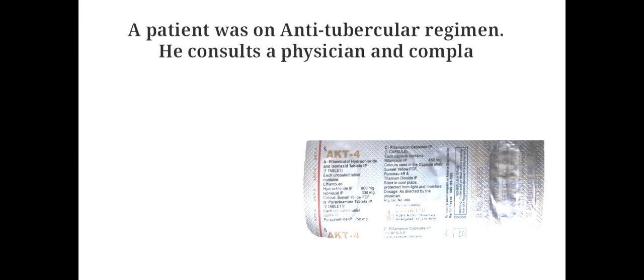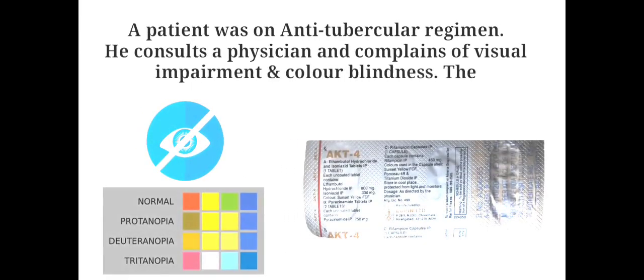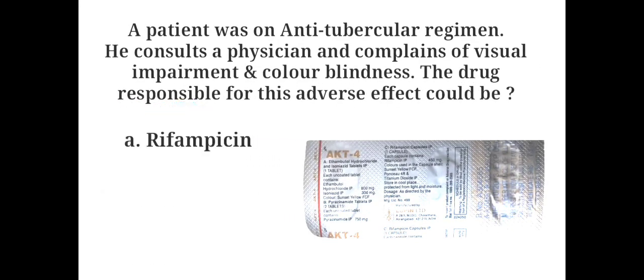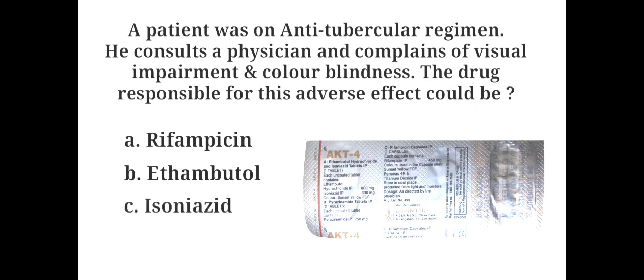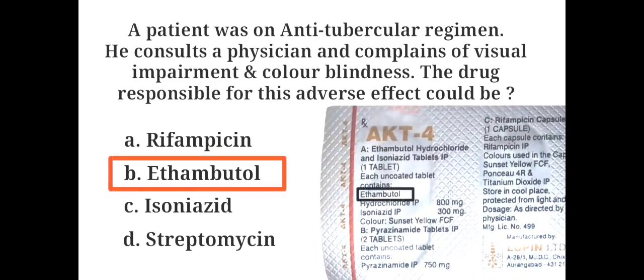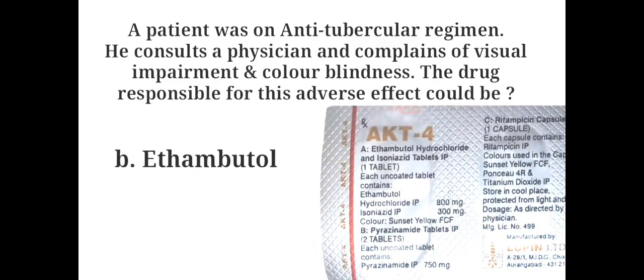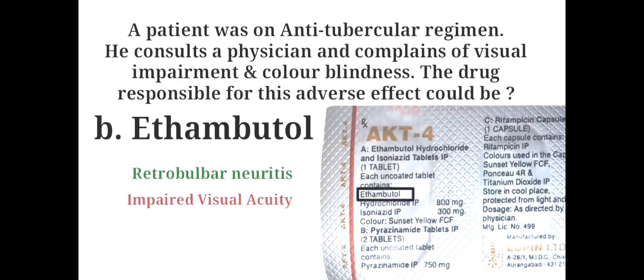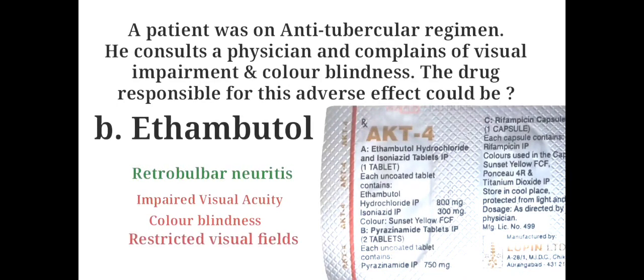A patient was on anti-tubercular regimen. He consults a physician and complains of visual impairment and color blindness. The drug responsible for this adverse effect could be A. Rifampicin, B. Ethambutol, C. Isoniazid, D. Streptomycin. And the answer is B. Ethambutol. The most important complication of ethambutol therapy is retrobulbar neuritis, manifested by impaired visual acuity, color blindness, and restricted visual fields.